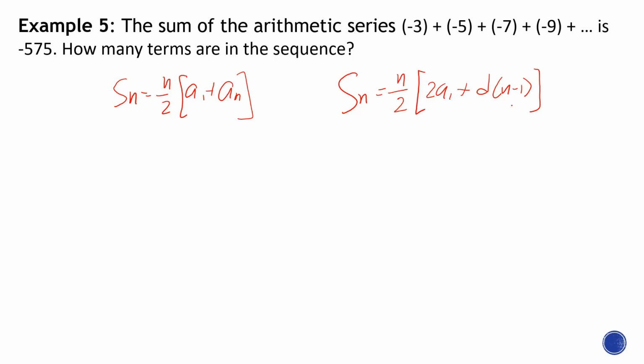Okay. We know that, again, what's missing here is n. We know that the sum of the arithmetic series is -575. Okay. We know the first term, which is -3. We don't know the last term here. Although we can use the formula for finding the indicated term in an arithmetic series to find the last term, we don't know n either. So I think we can't use that formula, right? Since we don't know a sub n, we cannot use this formula.